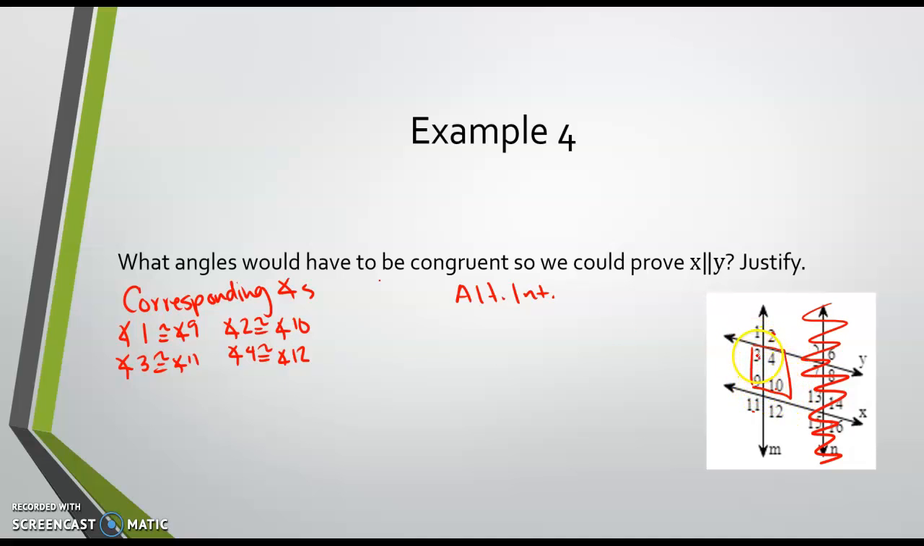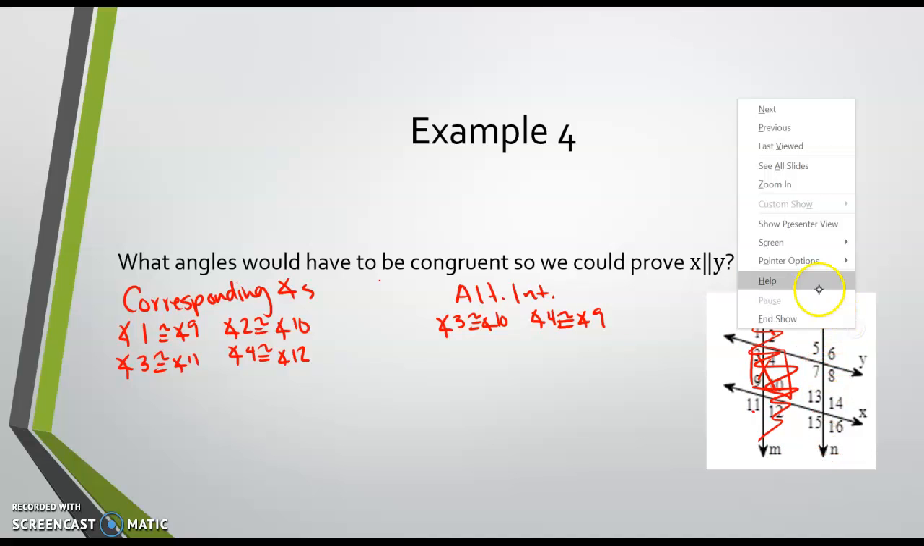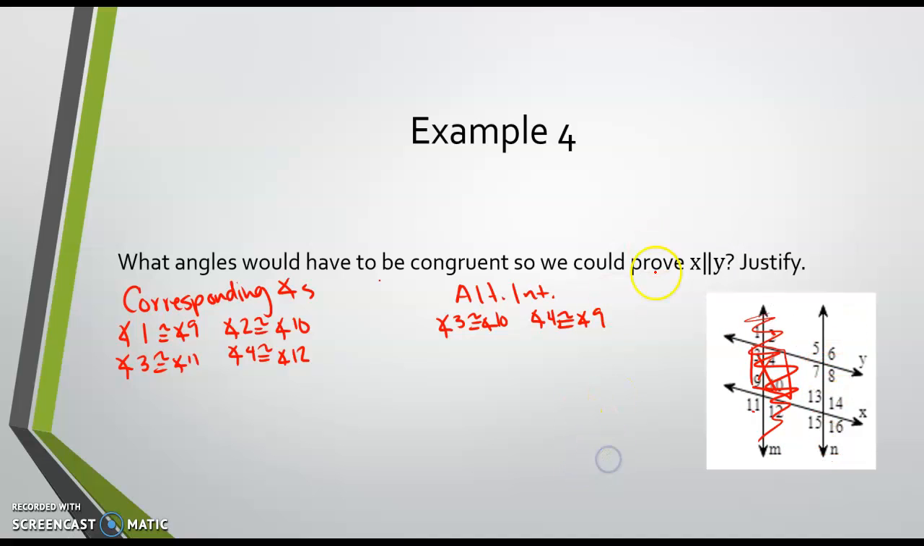So I'm focused on these 4 angles and we just crisscross them. So angle 3 would be congruent to angle 10 and angle 4 would be congruent to angle 9. All right, so now I'm going to hide this side and I'm going to focus on this side over here.